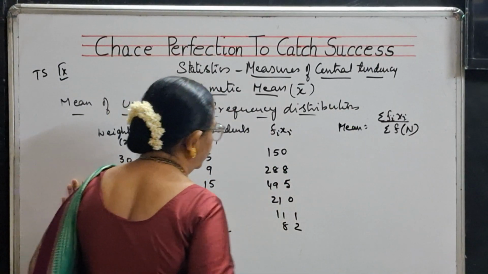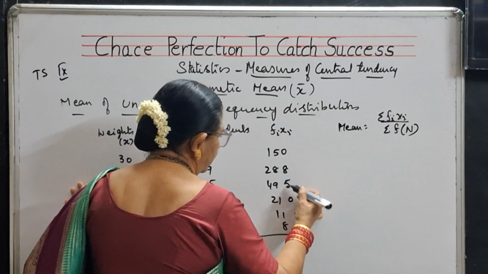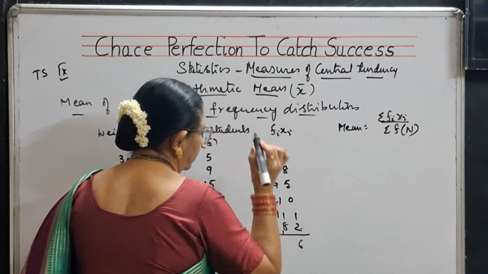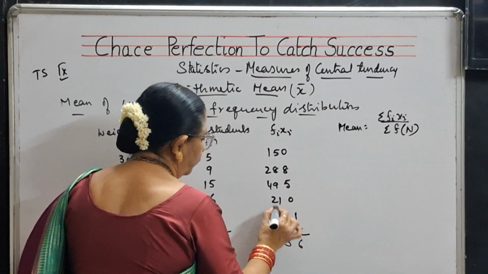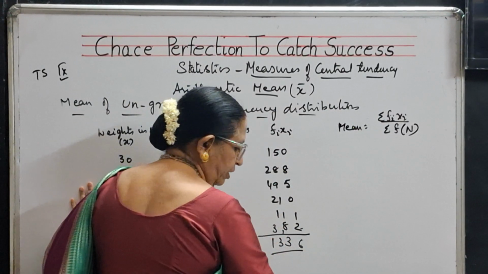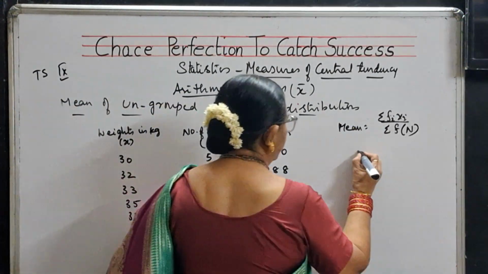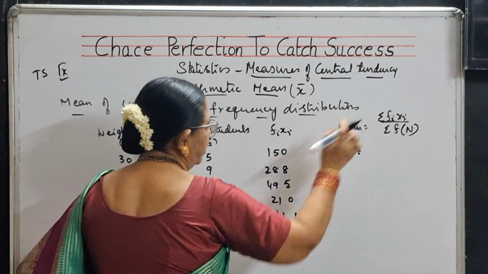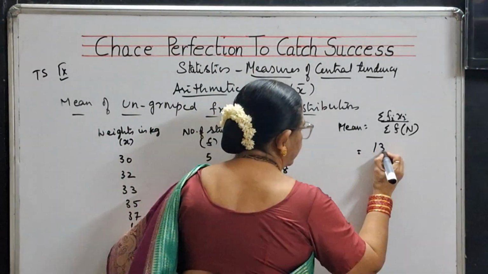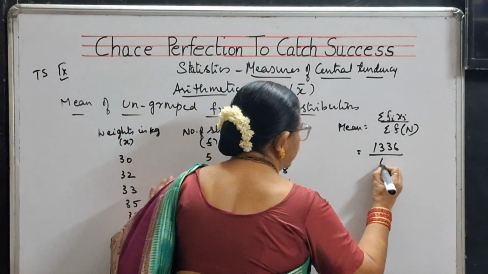Now what you need to do? You have to add all this. How much are you getting? It is 1336. So mean you are finding out by adding sigma fi xi. Sigma means the sum of. So we have taken fi xi and we have added. We are getting it as 1336 by the sum of the numbers we have done, that is 40.